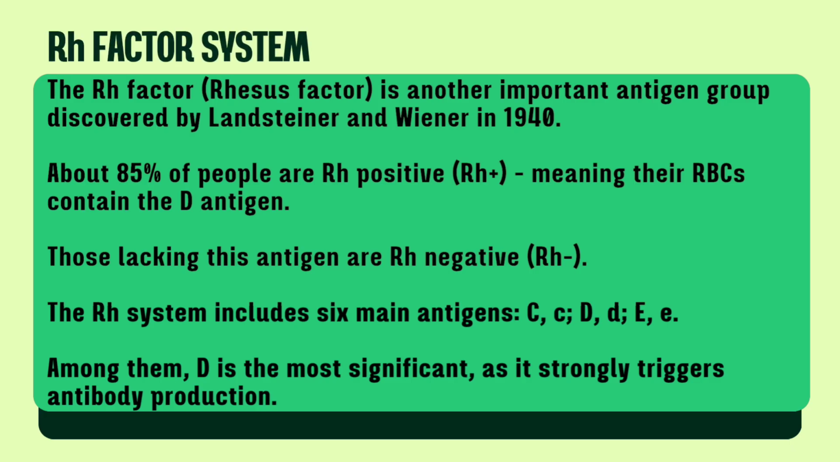Second blood system is the Rh factor system. The Rh factor, rhesus factor, is another important antigen group discovered by Landsteiner and Wiener in 1940. About 85% of people are Rh positive, Rh+, meaning their RBCs contain the D antigen. Those lacking this antigen are Rh negative, Rh-. The Rh system includes 3 main antigens, C, D, E. Among them, D is the most significant, as it strongly triggers antibody production.